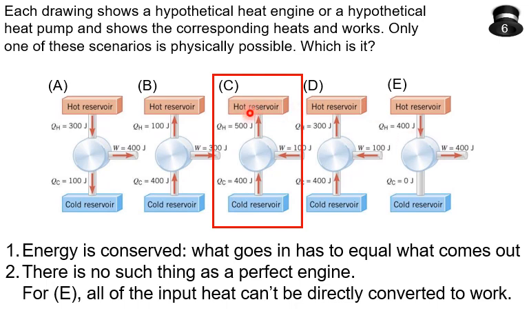So then let's go back to C. We add these two together, Q sub C and the work. We get 500, and then the Q sub H is 500. And so indeed that makes sense. So that is your physically possible heat engine.